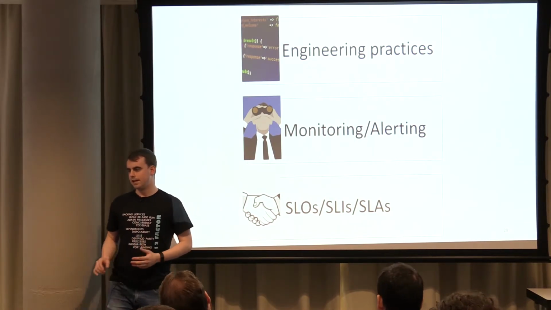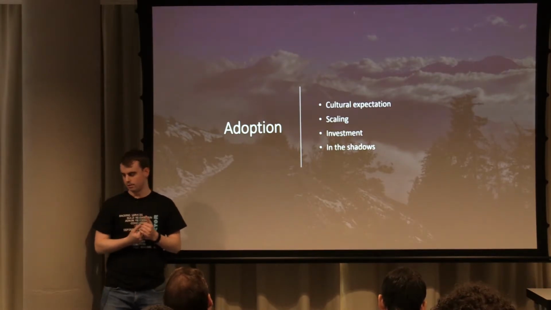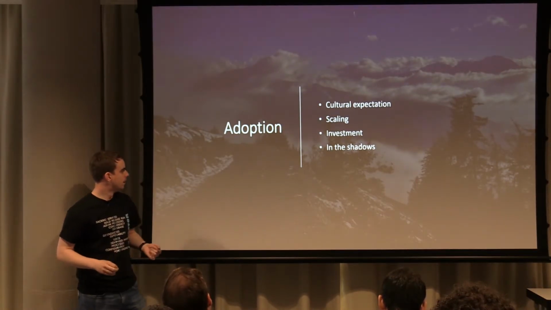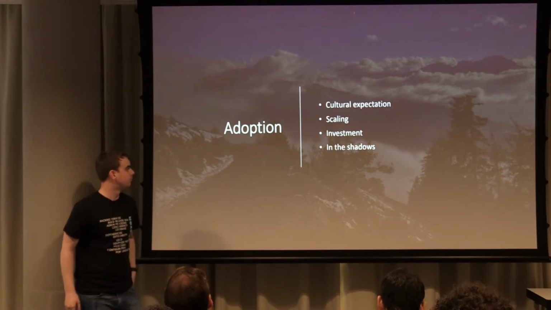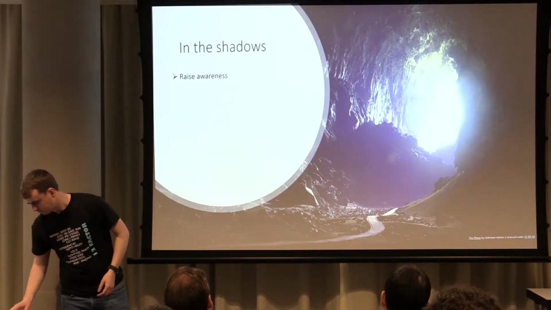So how do we take this practice of chaos and adopt it across our organization? So this is where the adoption phase comes in. Again, we've broken it down into 4 different levels. So I'm just going to talk you through each one of these now.